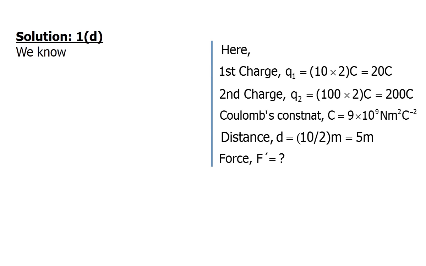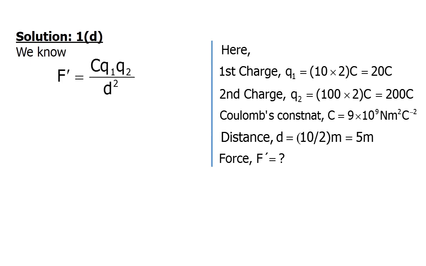In that question we have to calculate the force again when the charge becomes double and the distance becomes half. So the first charge will be double of 10 coulomb, that is 10 into 2, which means 20 coulomb, and the second charge will be double of 100, that means 200 coulomb. The distance given in the stem is 10 meter, and half of the distance will be 5 meter. Now we will calculate the existing force between the two charges, which is F prime.